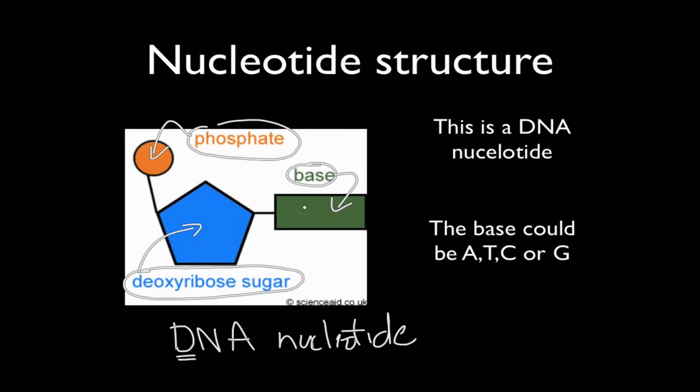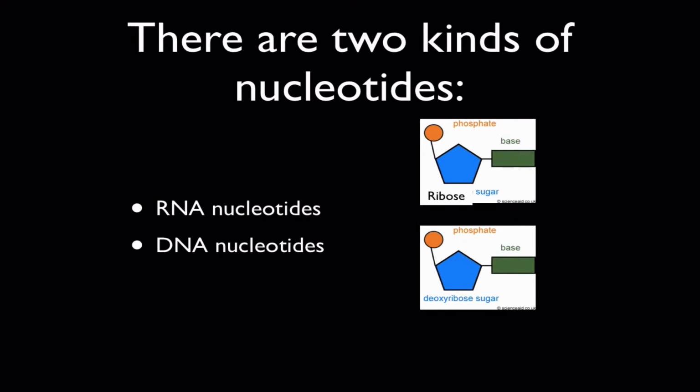Now the base here could be any one of four different chemicals. It could be adenine, thymine, cytosine, or guanine. So there are four choices for the base. And this is for DNA nucleotides. RNA nucleotides are a little bit different. RNA nucleotides contain a different sugar, ribose. So this is where the R in RNA comes from, just like the D in DNA comes from deoxyribose. Otherwise, the structure of the nucleotides is pretty much the same.